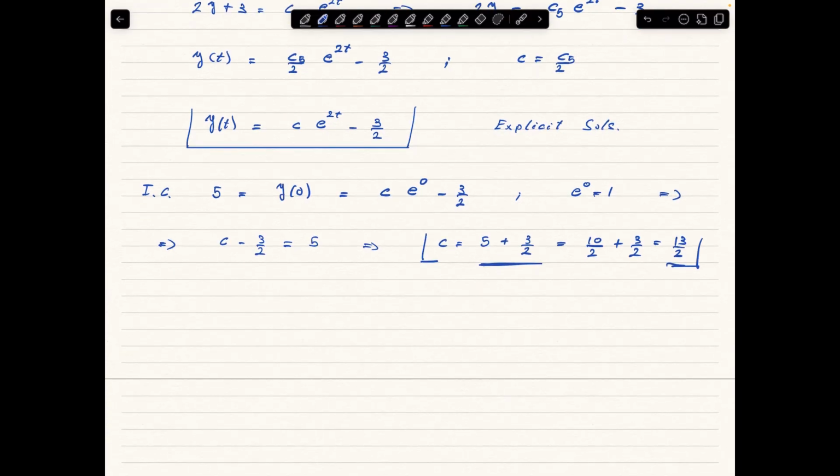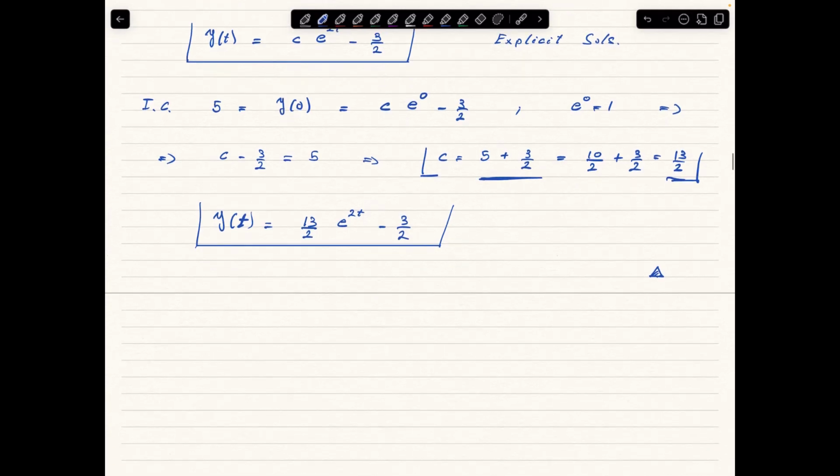So the solution of the initial value problem, which is only one solution, is, let's write the constant first as we did, 13 halves exponential 2t minus 3 halves. And this is the formula for the solution of the problem. Okay, so now one comment, or one little remark.